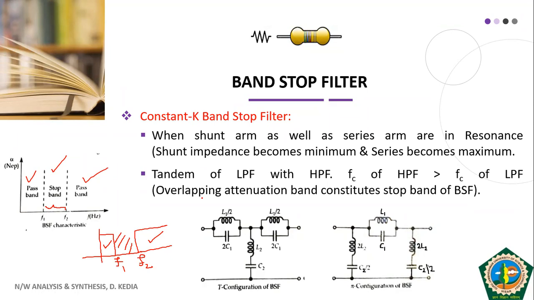And now let us come to specific constant K band stop filter. And we have already seen the circuit of band pass filter. So if you remember, in case of band pass filter, in the series arm we had L and C in series. Okay, in series arm your inductor and capacitor were in series, and in shunt arm inductor and capacitor they were in parallel.